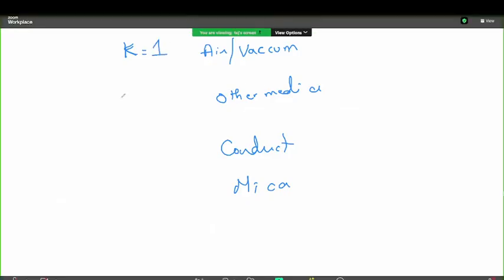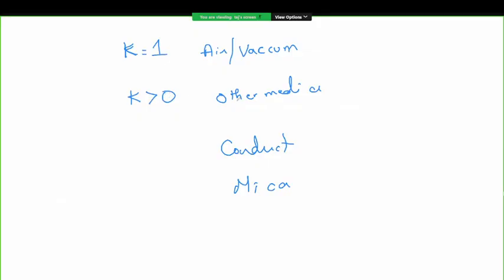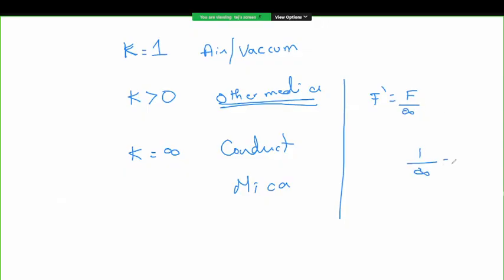For any other media, it will always be greater than 1. I can't tell specifically because they use the word other media. If it's a conductor, always remember for a conductor, the dielectric constant is infinite. So what happens if I use a conductor? F dash becomes F by infinity. If infinity is there in the denominator, which means 1 by infinity, what's the answer? It is 0. This is not at all true when it comes to real physics, but for 11th and 12th standard physics, let's stick to it. If you choose physics as a career, then you will realize this is wrong. But currently, remember 1 by infinity is equal to 0.